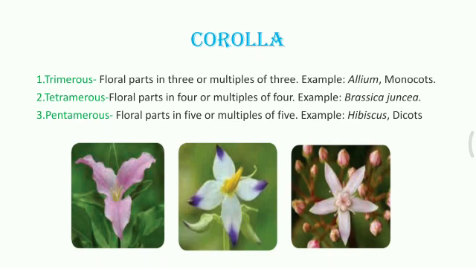Second is tetramerous. The floral parts are four, or the corolla is four in number, and that's why this kind of flower is known as tetramerous, and you will find many examples. Brassica is one example of it. Brassica means the mustard flower. This is one variety of mustard type of flower.